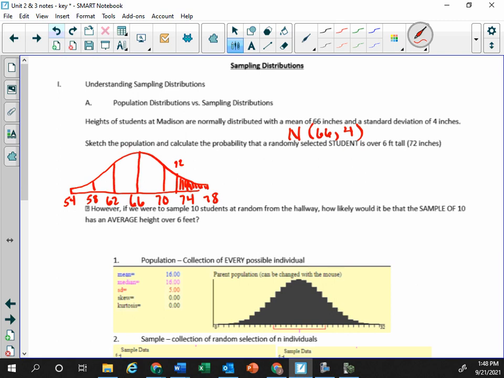So what do I use on my calculator to figure out that area? Normal CDF. We're going back to normal CDF. What's the first number I put in? 72. And then it's 72 and above, correct? So I'm going to go 72, infinity or some really large number. And then my mu was 66. Get in the habit of labeling that. And my sigma was 4.